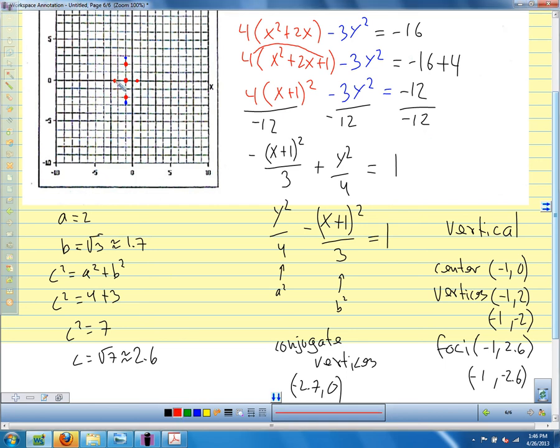To sketch my hyperbola, I'm going to draw that little box. Drawing the asymptotes, I'm just going to sketch it in by hand here between the corners. And then there is my sketch of my hyperbola.